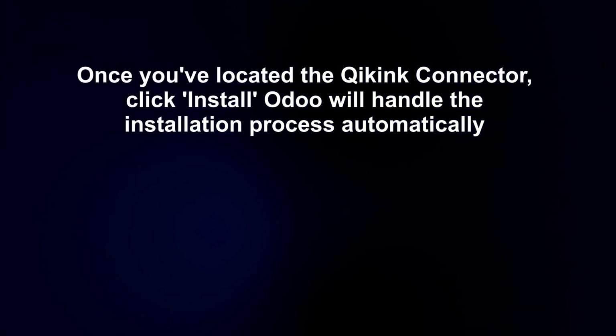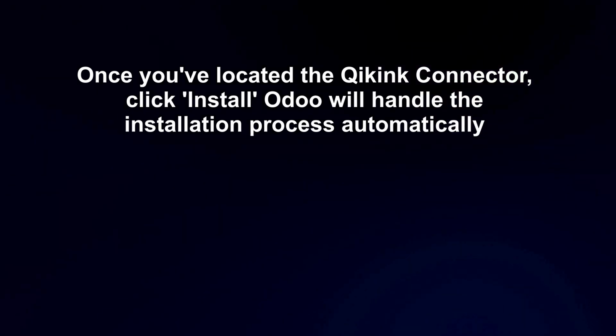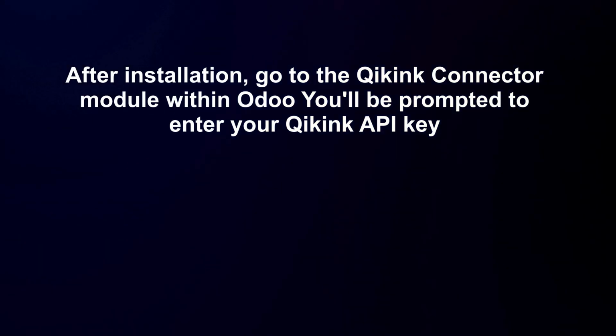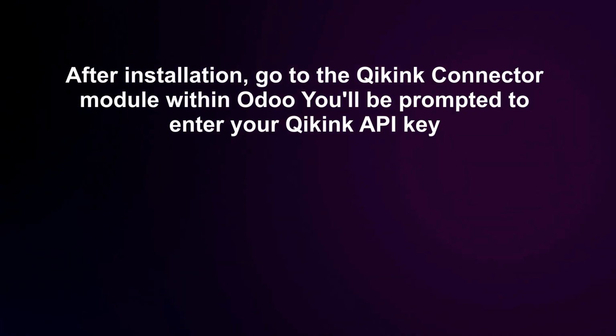Once you've located the Qikink connector, click Install. Odoo will handle the installation process automatically. After installation, go to the Qikink connector module. Within Odoo, you'll be prompted to enter your Qikink API key.